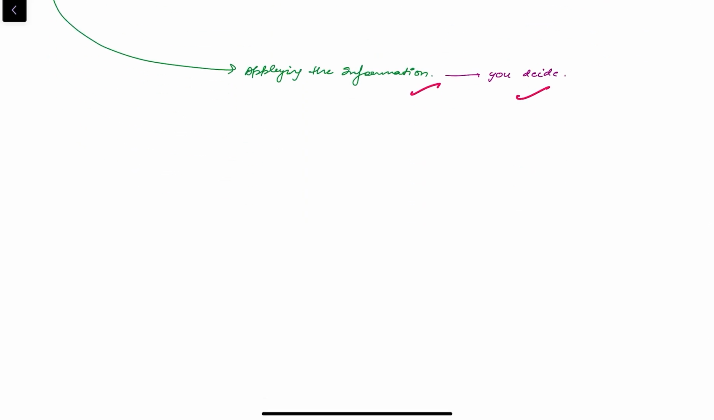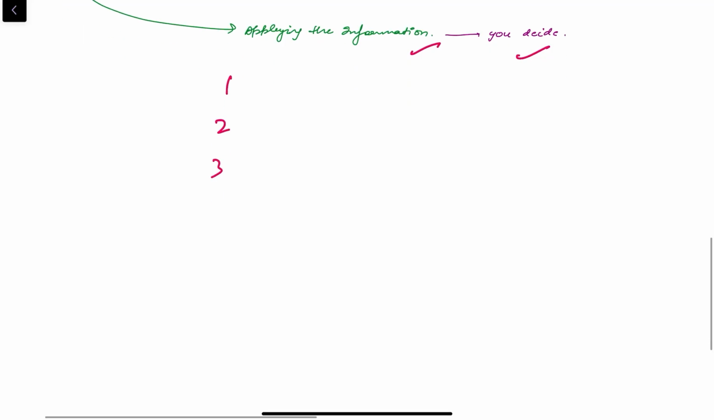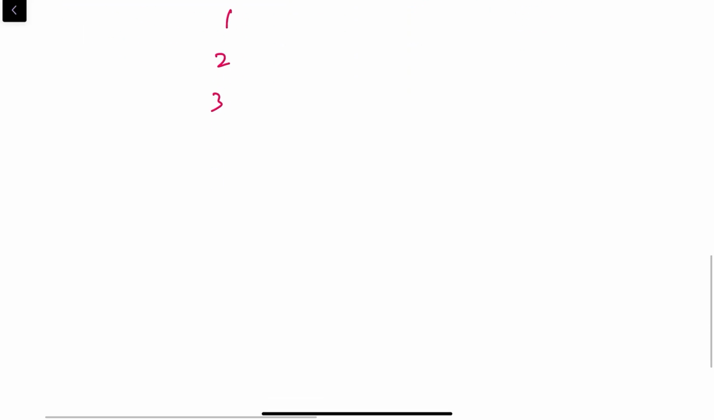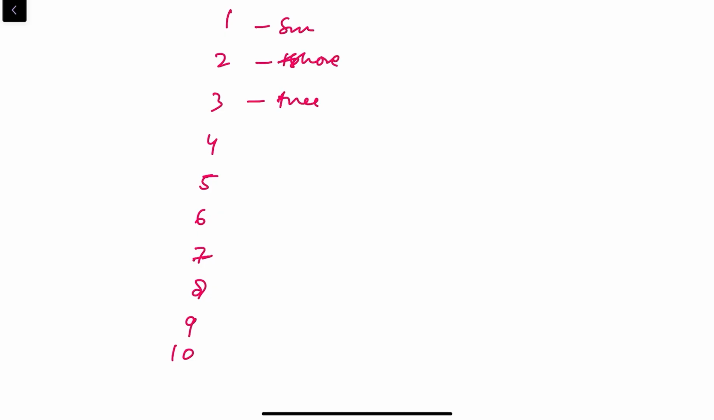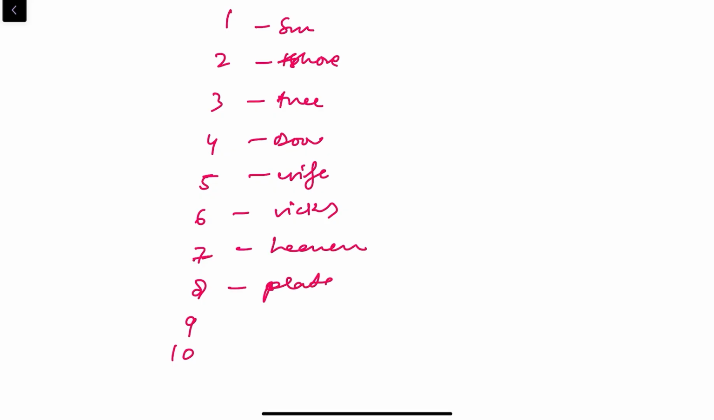One very simple example that I want to give you all is how I remember anything that I have to memorize in a sequence of 1 to 10. It is very simple. You can develop your own. 1 sun, 2 shoe, 3 tree, 4 door, 5 wife, 6 wicks, 7 heaven, 8 plate, 9 wine, 10 men.